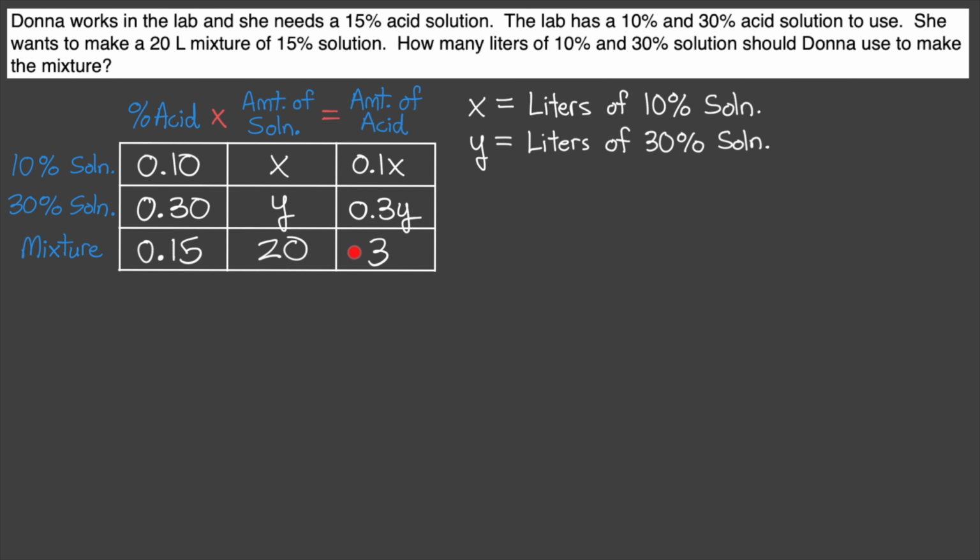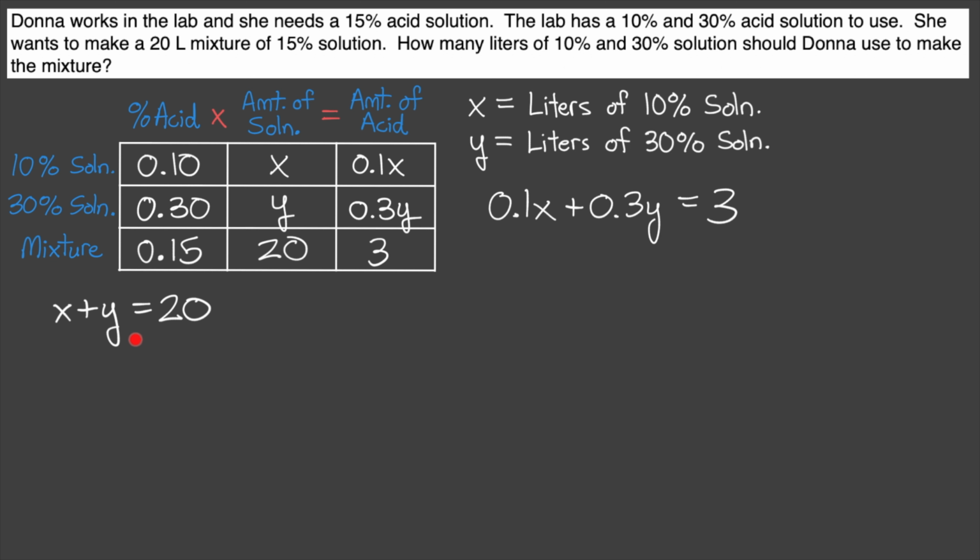All right, so our two equations that we're going to write, our system of equations, is from this column and this column. Now the total amount of solution, the 20, is just the sum of the 10% and the 30% solution. So one equation is going to be x plus y equals 20. So that was from the second column. And then the third column, it's the same idea. The amount of acid in the first solution plus the amount of acid in the second solution equals the amount of acid in the mixture. So we'll write this equation over here. 0.1x plus 0.3y will equal 3.